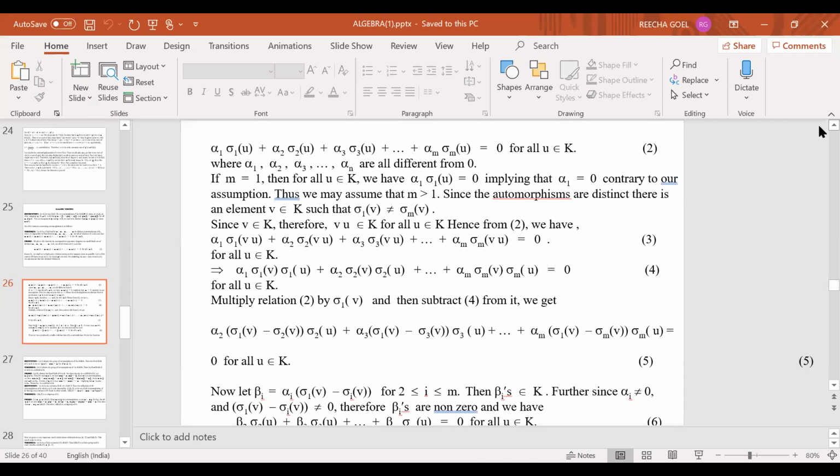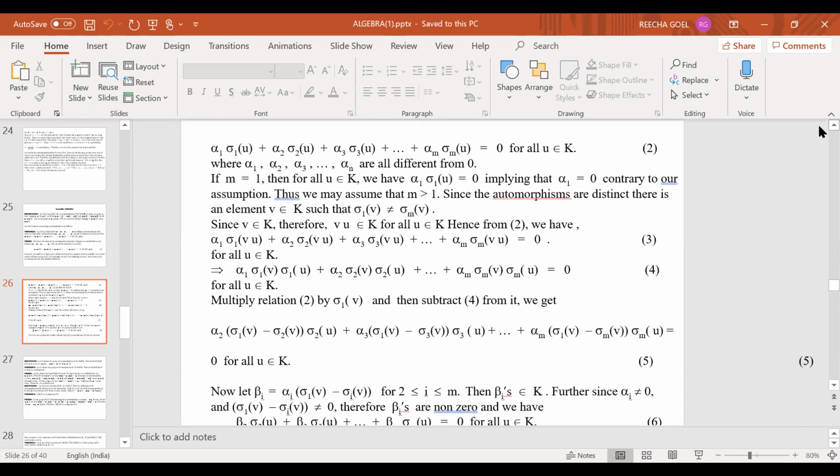And so, because expression 2 is true for all u in K, in particular it is going to be true for vu also. So what you have from 2 is alpha 1 sigma 1 vu plus alpha 2 sigma 2 vu plus ... equal to 0. Because sigma 1, sigma 2, ..., sigma m are automorphisms, I have applied the homomorphism property. So this is nothing but alpha 1 sigma 1 v sigma 1 u plus alpha 2 sigma 2 v sigma 2 u plus and so on, equal to 0.